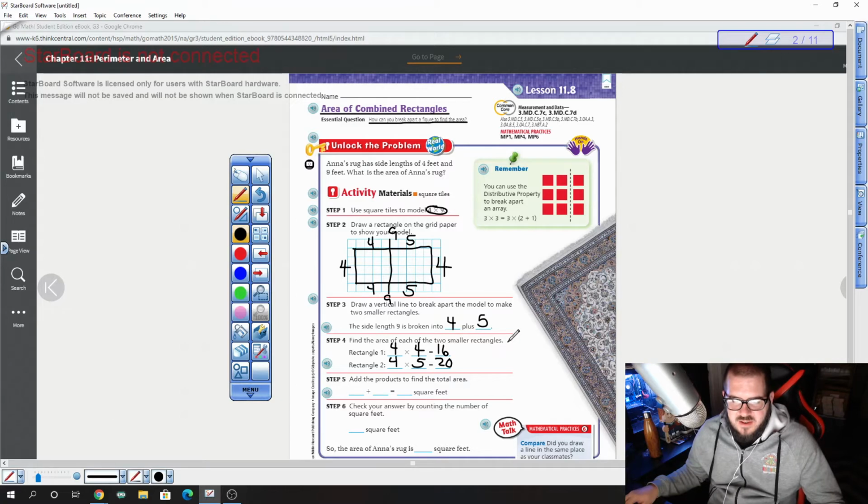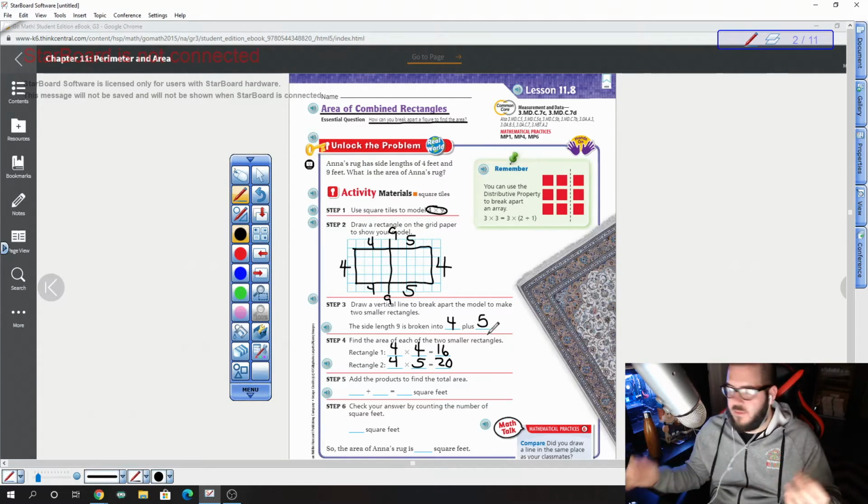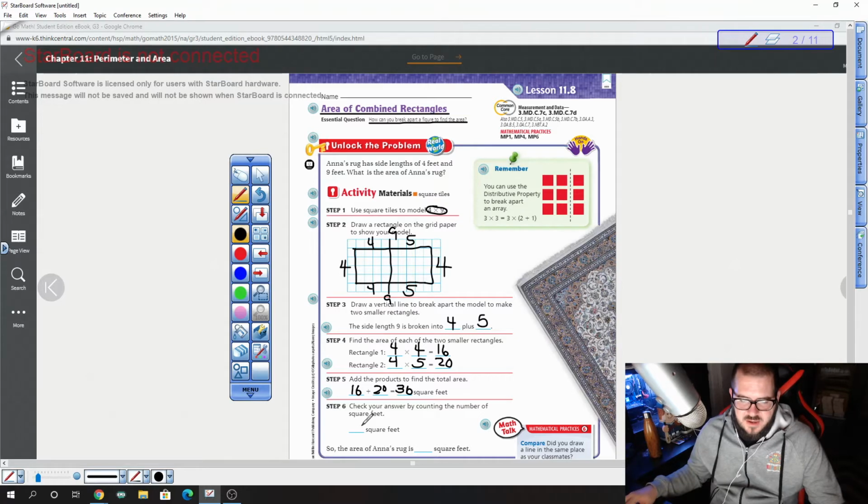If we want to find the total area of the whole shape, then we add 16 plus 20 together. It's going to give us an answer of 36 square feet. And we can check that by doing 4 times 9. 4 times 9 does equal 36. That's what it's going to ask us to do for step 6: check your answer by counting the number of square feet. We could also count each individual block, but I like doing 4 times 9. We get 36 square feet. The area of Anna's rug is 36 square feet.